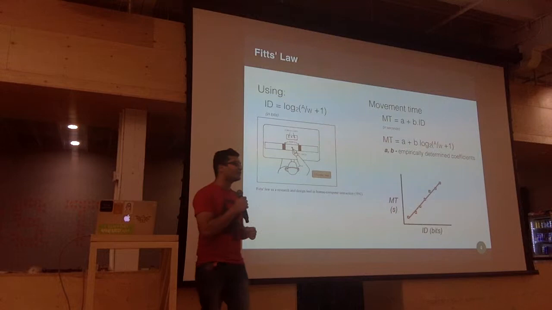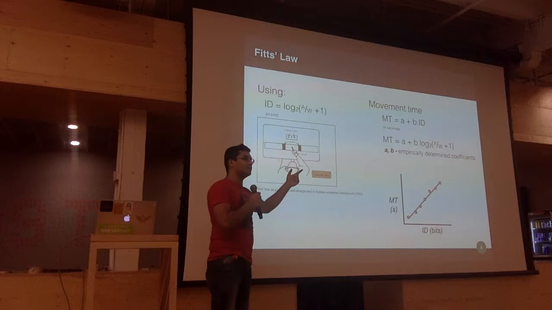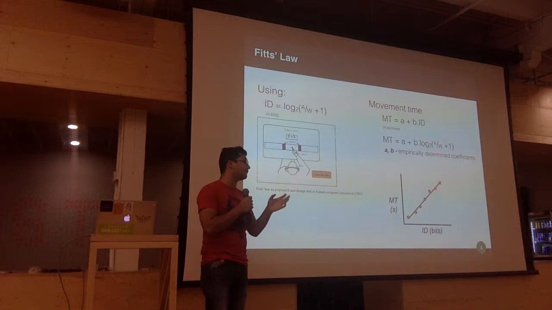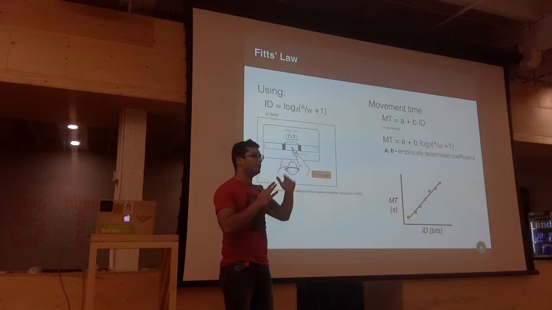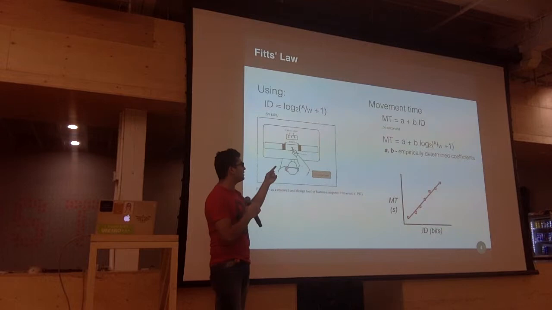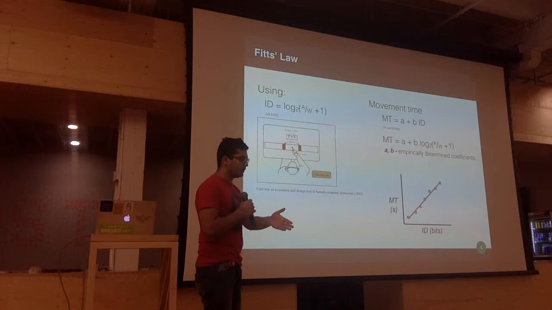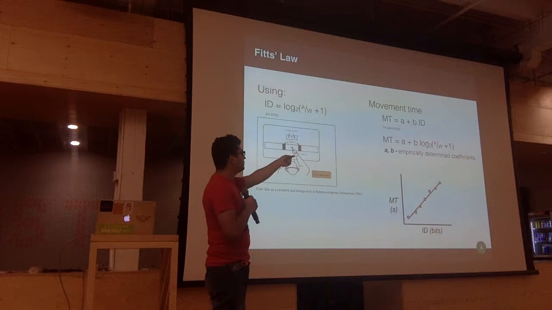Using that index of difficulty, if you want to calculate the movement time, it's again straightforward. You have a plus b times the index of difficulty, where a and b are empirically determined coefficients. That means when you want to model movement time, you have to do some empirical testing with the user on a given discrete task first to calculate a and b. Once you do that, you can model further movements for all values of amplitude and width of targets.